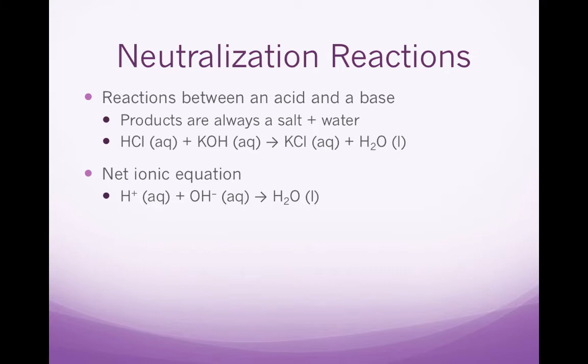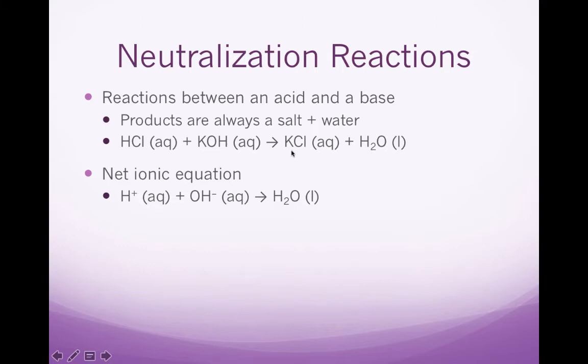Okay, now let's talk about neutralization reactions. So neutralization reactions are reactions between an acid and a base. And when you have a reaction with an acid and a base, you always make salt and water. So for example, if we have hydrochloric acid reacting with potassium hydroxide, you'll make potassium chloride and water. So what happens here is the hydrogen ion from your acid reacts with the hydroxide ion from your base to make water.